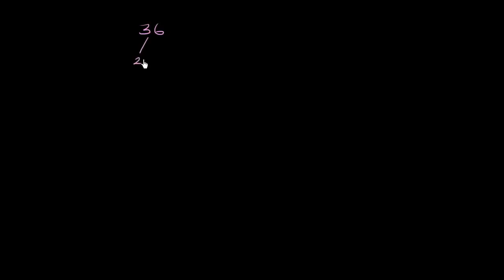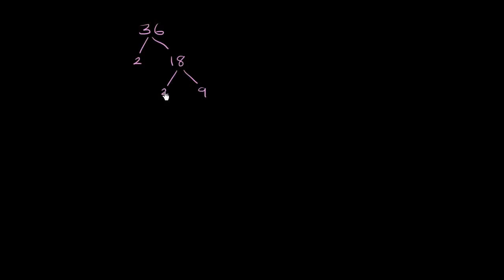36 is 2 times 18. So now we have 36 as a product of a prime number, and 18 is clearly a composite number. It has factors other than 1 and 18. So let's try to factor this further. Is this divisible by 2? Sure. 18 is 2 times 9. So now 9 is a composite number that we haven't fully factored.